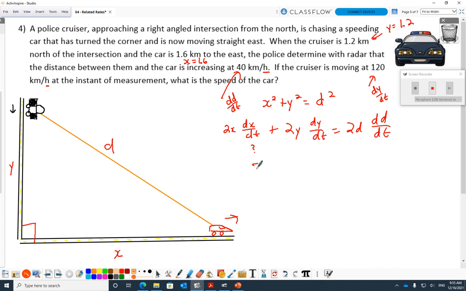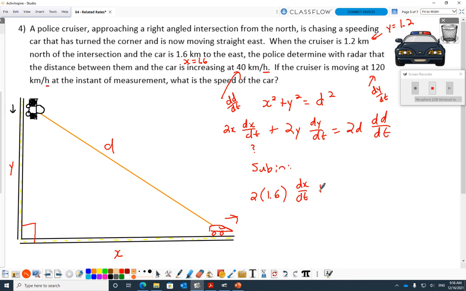Sub in. So I get 2. What's the x at the particular moment we want to talk about? 1.6. Off to a good start. dx/dt, that's how fast the car is moving. They didn't give me that. Why am I not stressed by the fact they didn't give me that? I don't care. Of course they didn't give me it. That's what I'm trying to find. What is the speed of the car? So the fact that this is dx/dt in there, I'm not worried about at all.